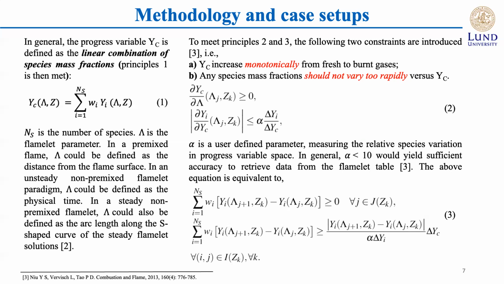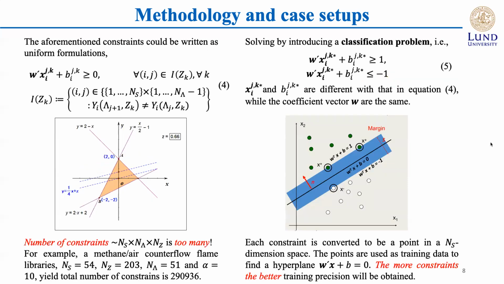We can tune the parameter alpha to adjust how quickly the species mass fraction varies versus YC. Those constraints could be simplified as equation 3 or equation 4. In equation 4, for given alpha, the vector x and the scalar b are determined. They can be solved analytically as linear programming. Each equation stands for a line. Plenty of lines result in a feasible region, shown as the orange triangle in the left figure. However, there are many equations.